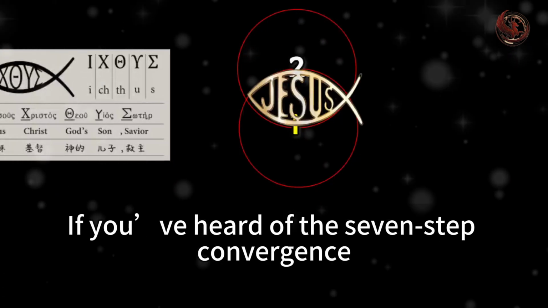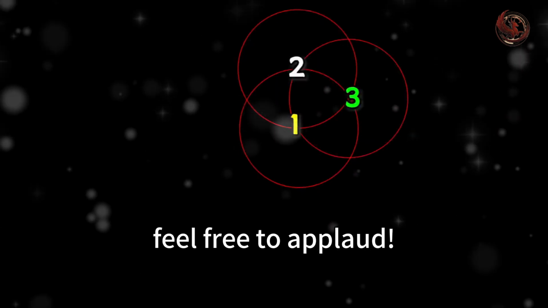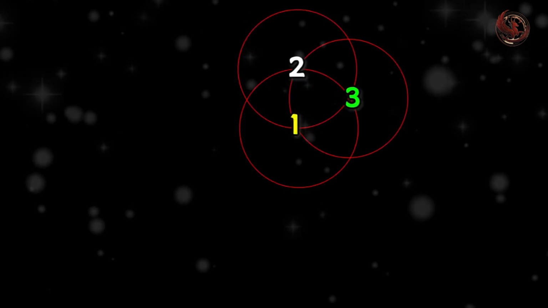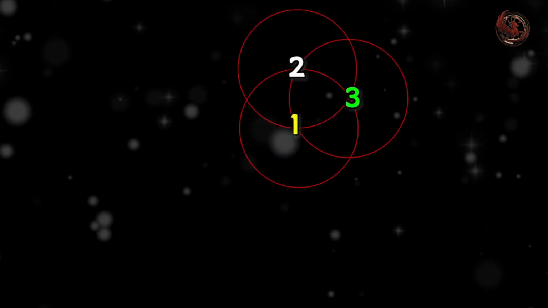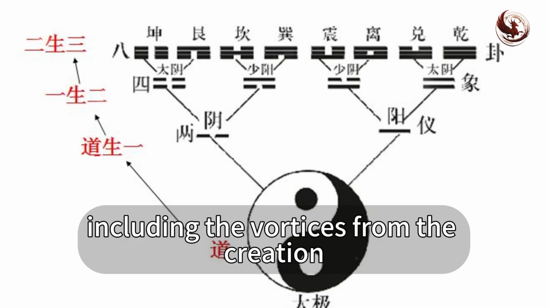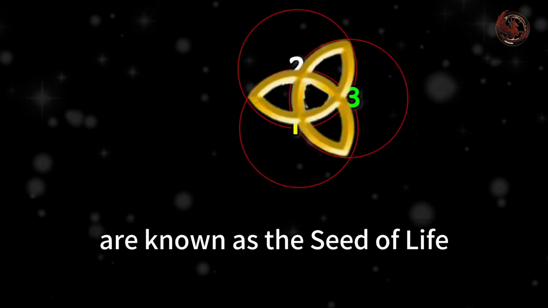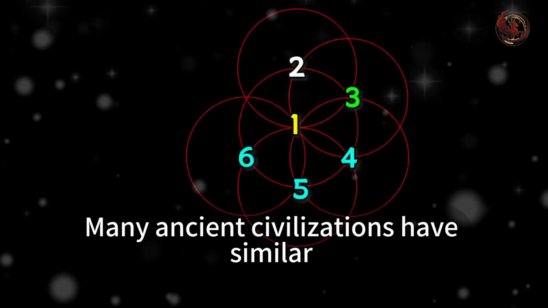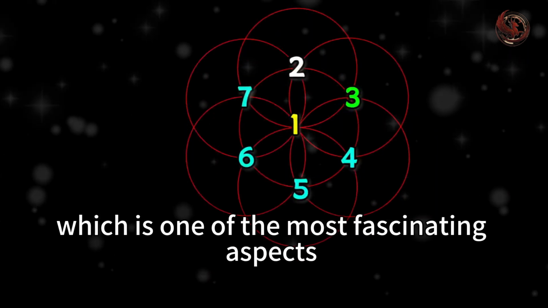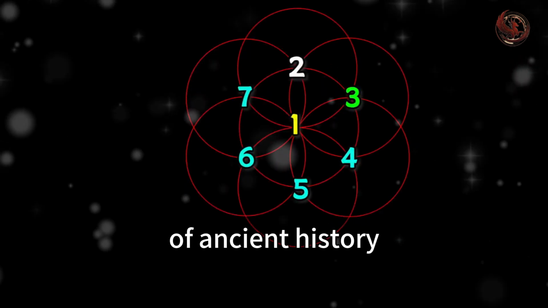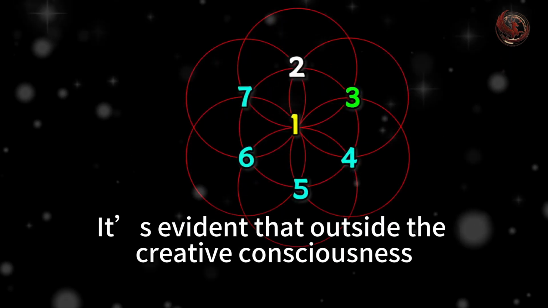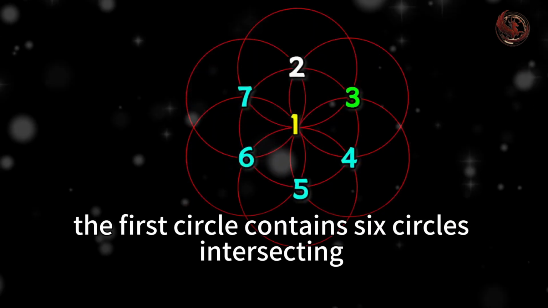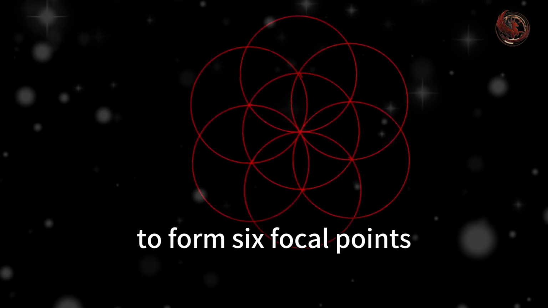If you've heard of the 7-step convergence, feel free to applaud. This is also a well-known religious symbol. The 7 vortices created, including the vortices from the creation, are known as the seed of life. Many ancient civilizations have similar symbols and marks, which is one of the most fascinating aspects of ancient history. It's evident that outside the creative consciousness, the first circle contains 6 circles intersecting to form 6 focal points.